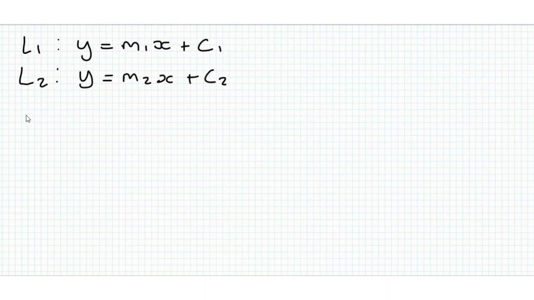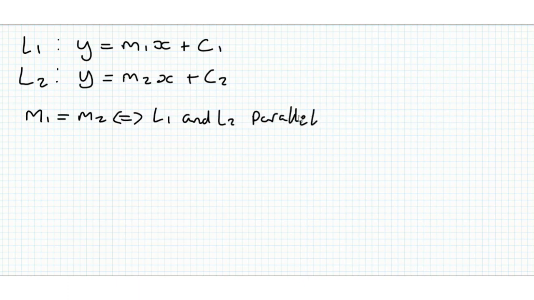So m1 equals m2 implies, and this is also a reverse implication, L1 and L2 are parallel. So if L1 and L2 are parallel, this implies m1 equals m2, and if m1 equals m2, that implies L1 and L2 are parallel. And also, if m1 multiplied by m2 is equal to negative 1, L1 and L2 are perpendicular.